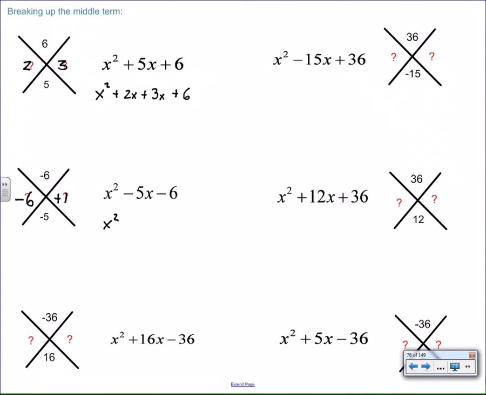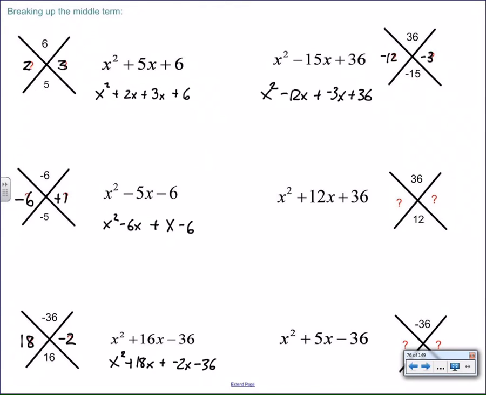So here again, I take the negative 6 and the -5, put the -6 up top, put the -5 down below. -6 times 1 equals -6, and -6 plus 1 equals -5. So the -5x is going to be broken up into x squared minus 6x plus x minus 6. I'm going to continue to let the other ones go without talking.